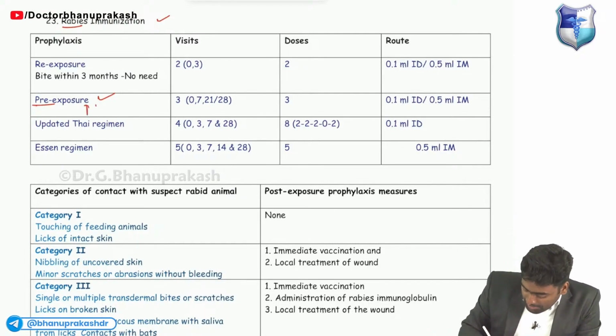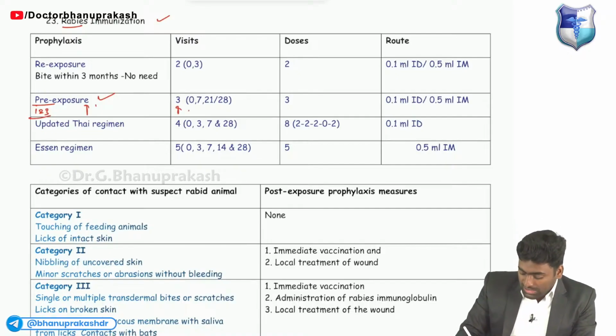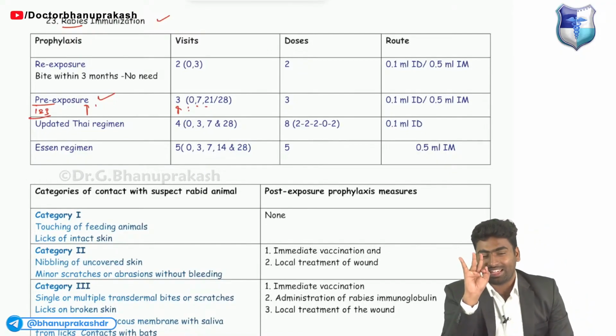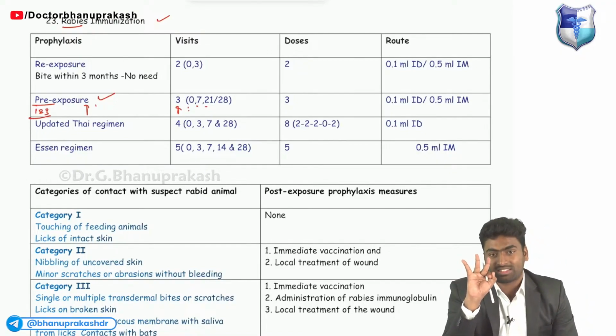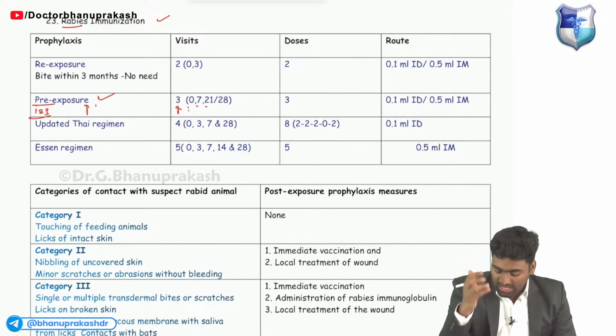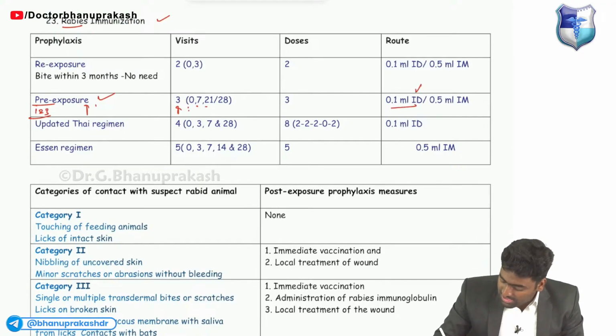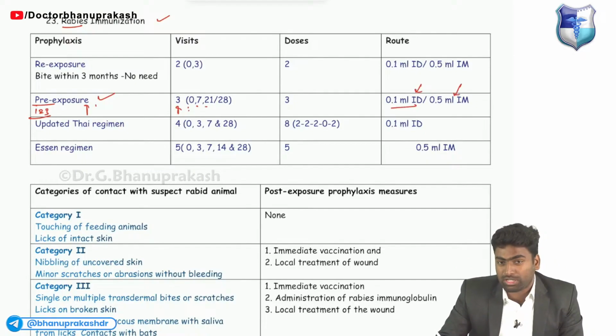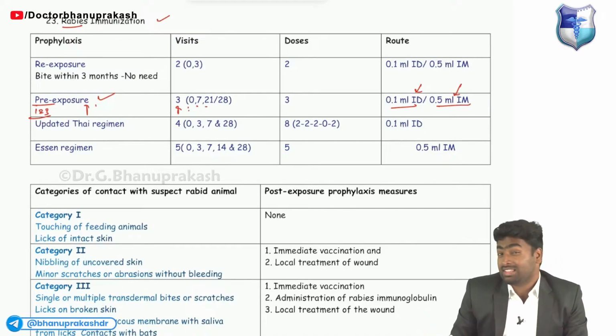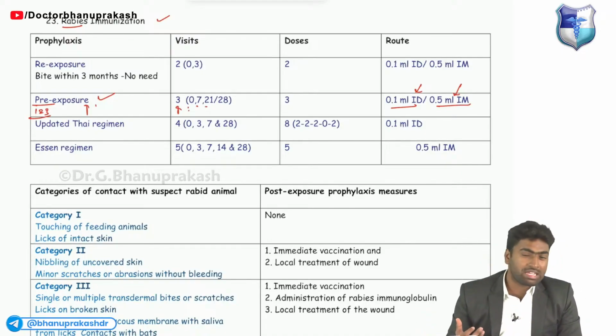So remember, how many alphabets are there in pre? 3 alphabets. So in pre there will be 3 doses and 3 visits: 0, 7, and 21 or 28. Both routes can be used, which is 0.1 ml intradermal or 0.5 ml IM. Okay, you can do both. And as they are told, they are at risk, like the veterinarian.